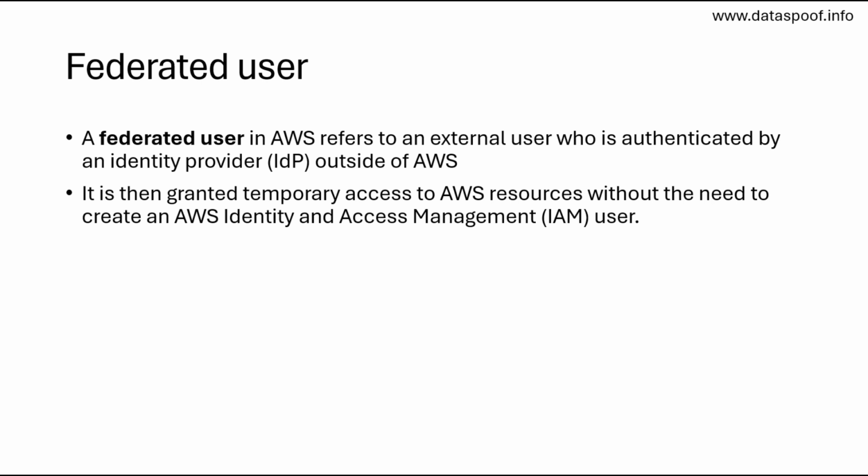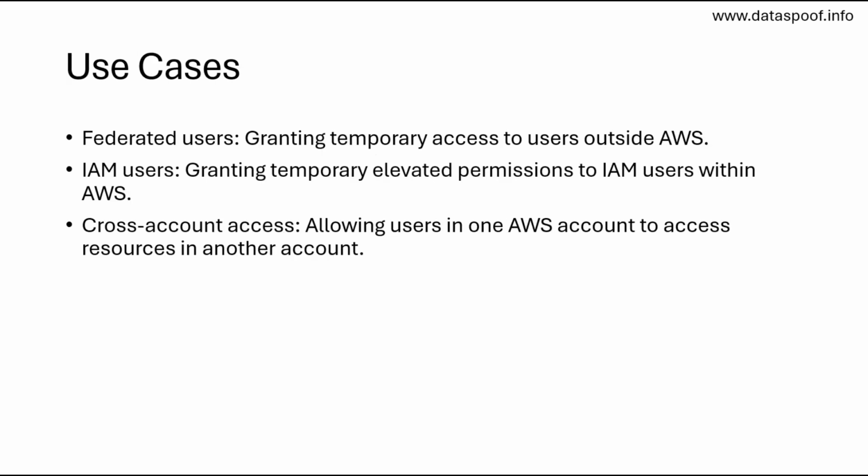Now let us talk about some of the various use cases of Security Token Service. First of all, you can grant temporary access to a user outside of AWS, such as a federated user. Second, you can grant temporary permission without needing to create an IAM user. Third, you can allow a user in another AWS account to access some resource in this account with the help of Security Token Service.